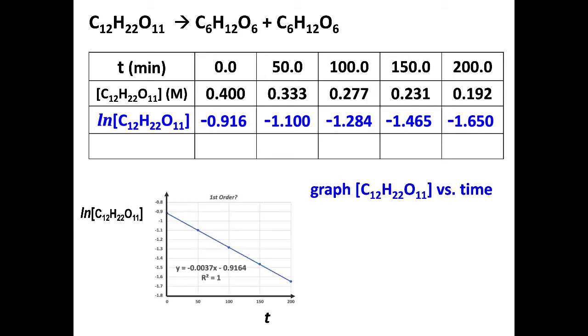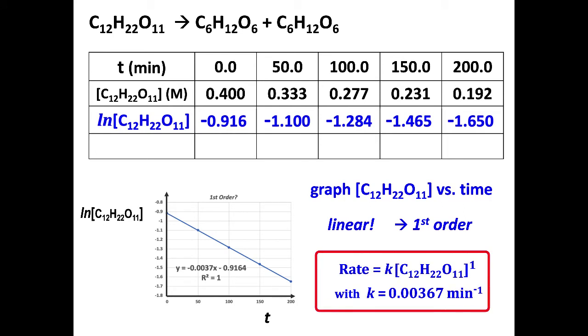And here's what my graph looked like. And I'm going to say that looks pretty straight. And I did the linear regression, and I got a slope of negative 0.0037, y-intercept of negative 0.9164, which I actually don't care about. That's not useful information right now. And then I got a correlation, an r-squared, of essentially 1. So this looks really, really straight with a negative slope. And that's linear, which means we have a 1st order rate law.